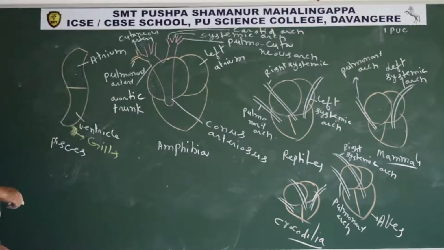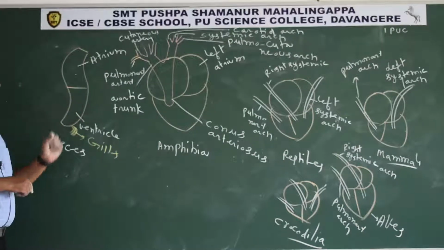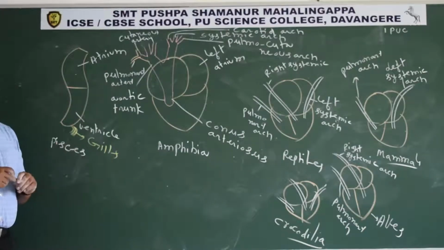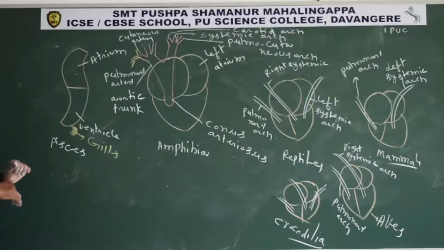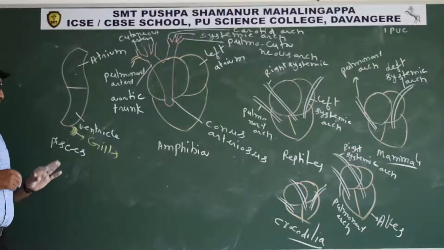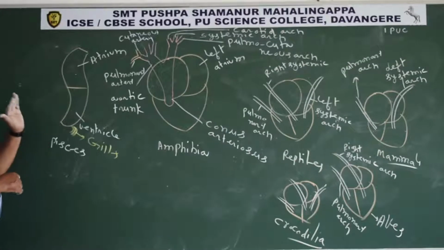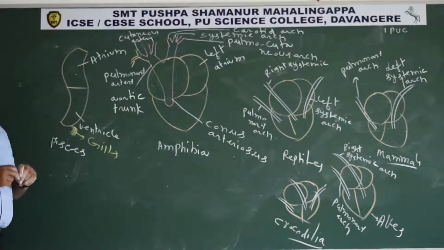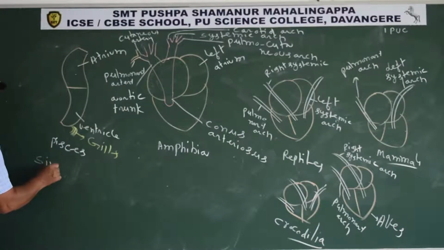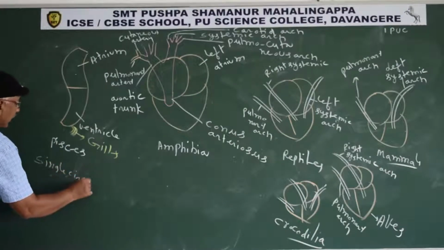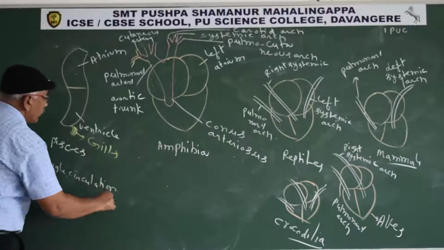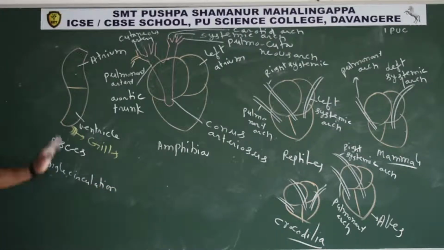One atrium and one ventricle. Atrium is the receiving chamber, ventricle is the distributing chamber. So, two-chambered heart is present in members of class Pisces, the fishes. Blood enters the heart only once before it is circulated to gills. That's why it is known as single circulation. If blood enters the heart only once before it is circulated to organs, it is known as single circulation.